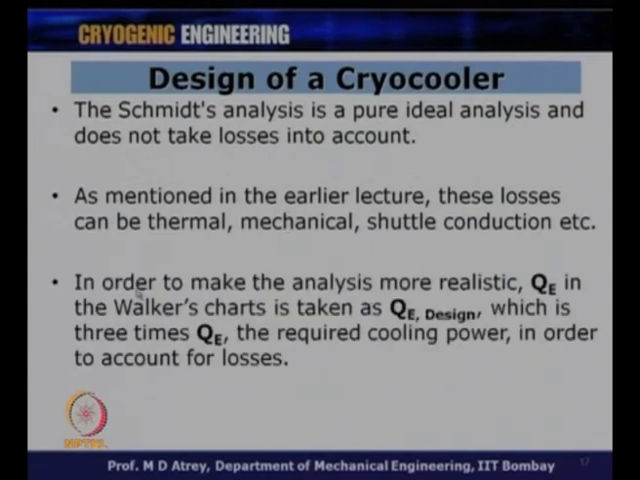As a result, in order to make the analysis more realistic, if I want to design my cryocooler based on Walker's charts, whatever QE has been considered there, I will replace that by a parameter called QE design. I will not take that as the required QE, but I will replace it with QE design, for which the cryocooler is designed, which is normally 3 to 4 times QE. In this case, I say 3 times QE. That means of this 3 times QE, only 1 QE is desired, while 2/3 of it is lost as losses.